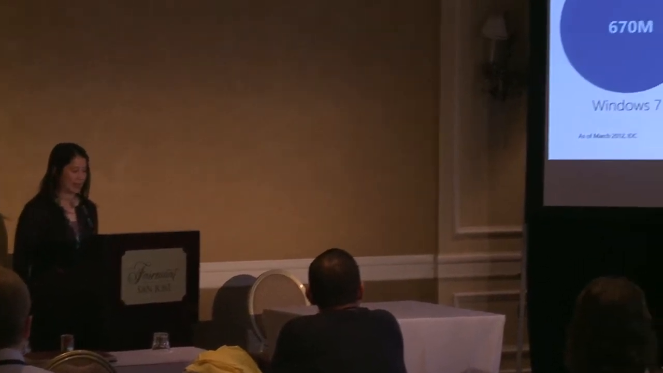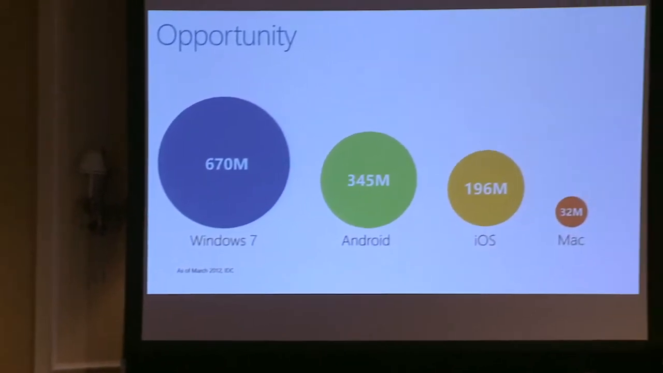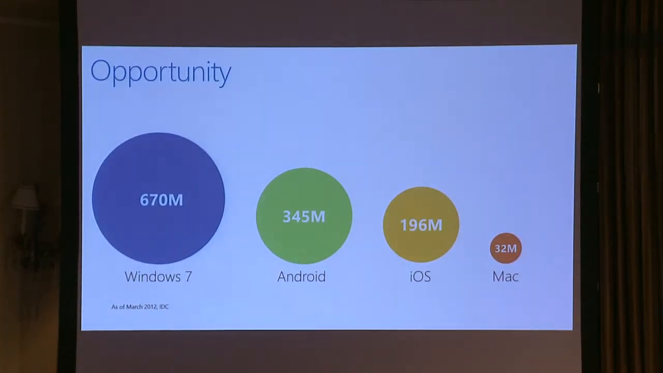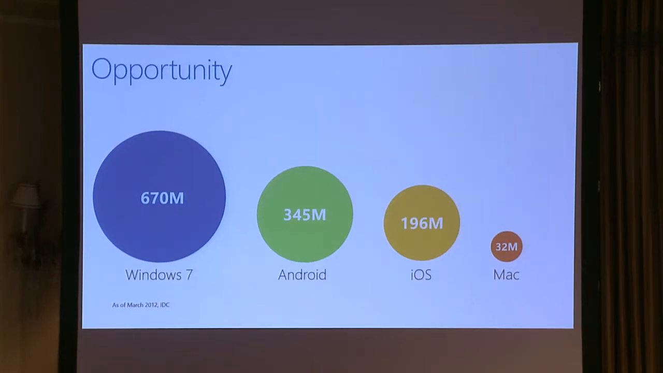I have one quick slide to give you some idea about why you're here listening to me. This is a slide from IDC from March this year. We could take a look at the numbers for different platforms. One thing I want to point out is that currently we have 670 million Windows 7 licenses. So basically there are 670 million users running Windows 7, and we expect all those people to migrate to Windows 8 very soon.